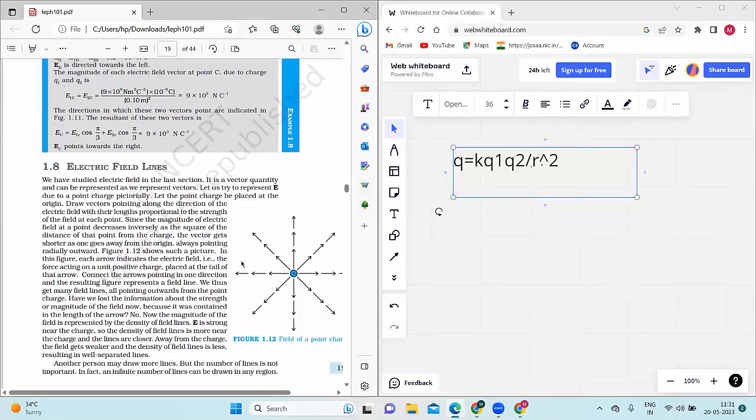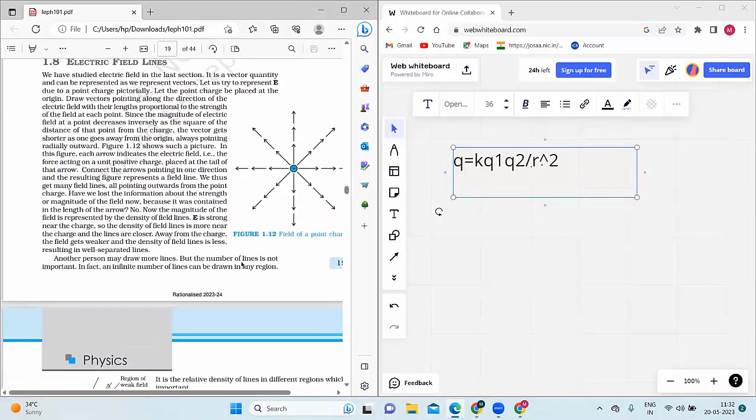So two field lines will never intersect, so that the field at a point should be unique. They should not intersect at a point. If two field lines intersect at a point, then it will result in two tangential directions, which will not occur in a natural electric field.